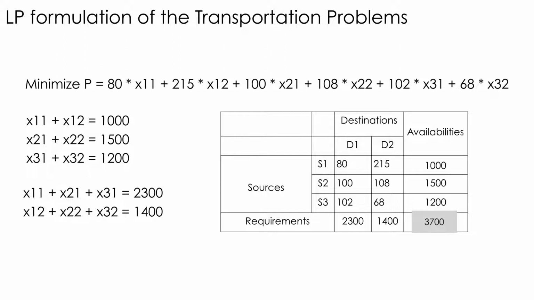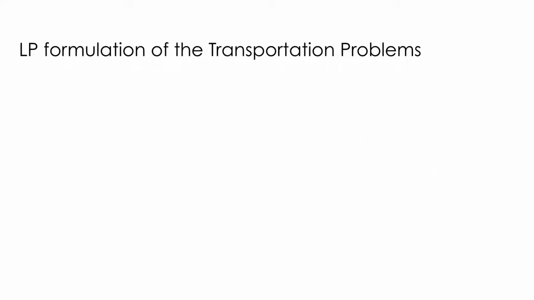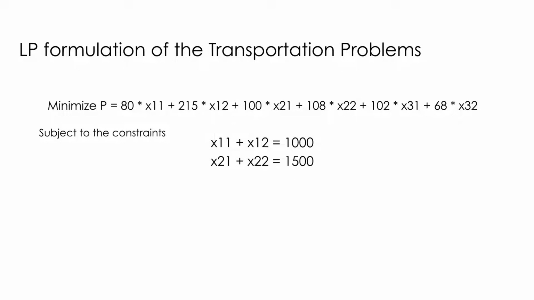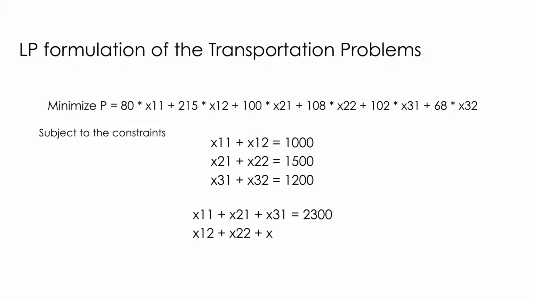To summarize, the linear programming problem of the given transportation problem is minimize p is equal to 80 times x11 plus 215 times x12 plus 100 times x21 plus 108 times x22 plus 102 times x31 plus 68 times x32, subject to the constraints x11 plus x12 is equal to 1000, x21 plus x22 is equal to 1500, x31 plus x32 is equal to 1200, x11 plus x21 plus x31 is equal to 2300, x12 plus x22 plus x32 is equal to 1400, and all the variables x11, x12, x21, x22, x31, x32 are greater than or equal to 0. Hence, this transportation problem can be solved by the simplex method.